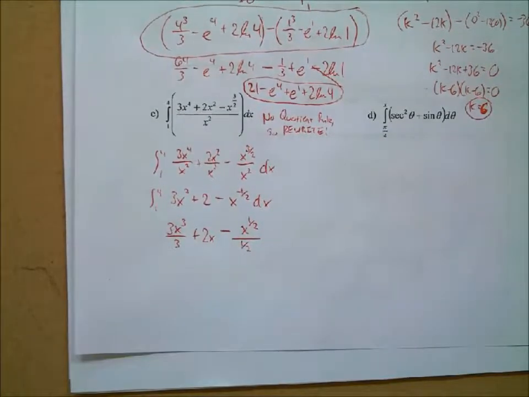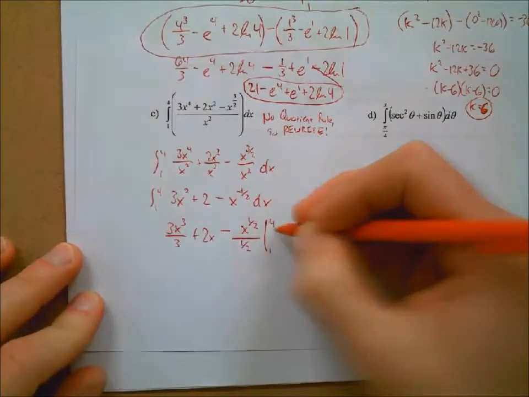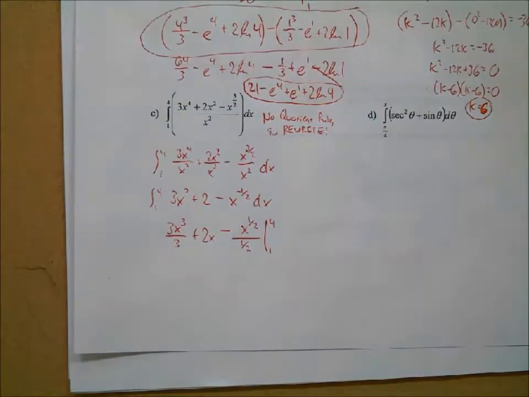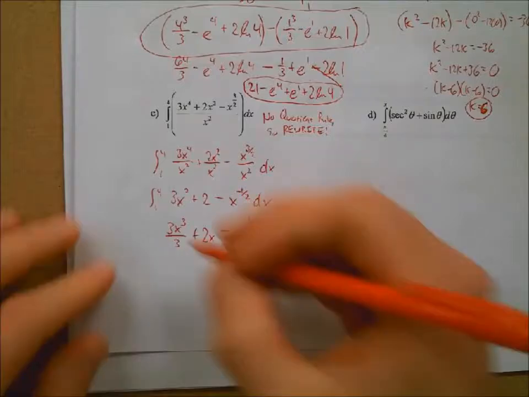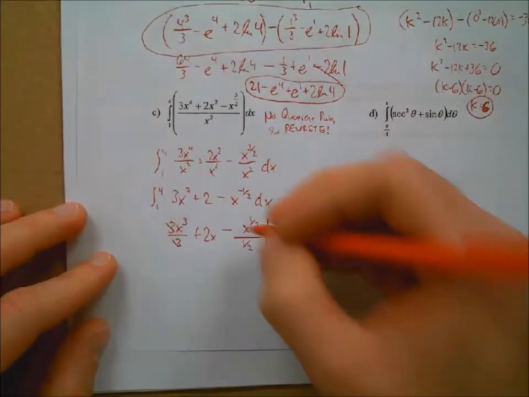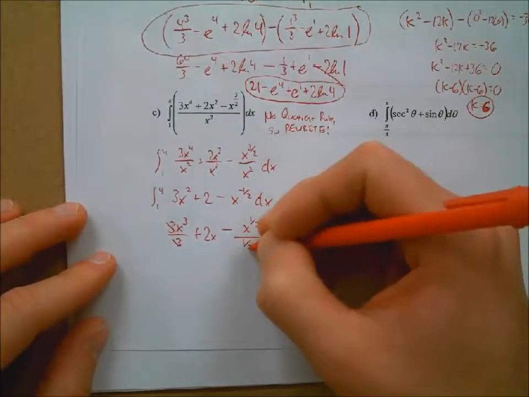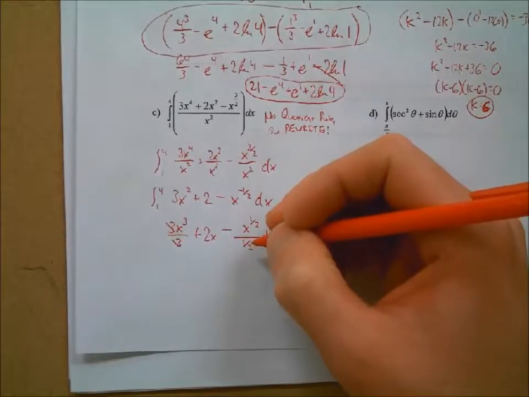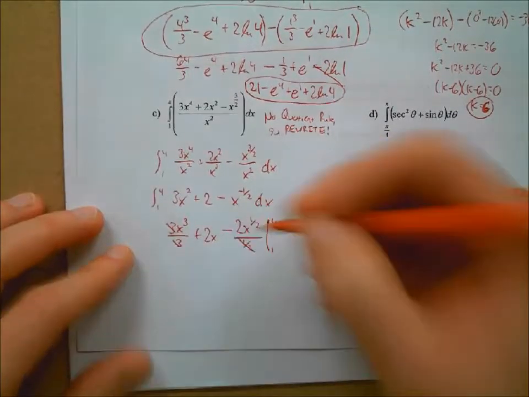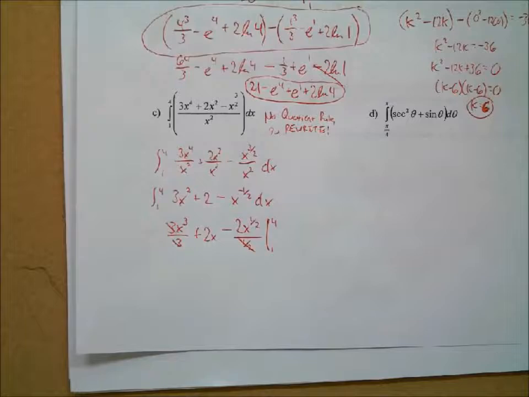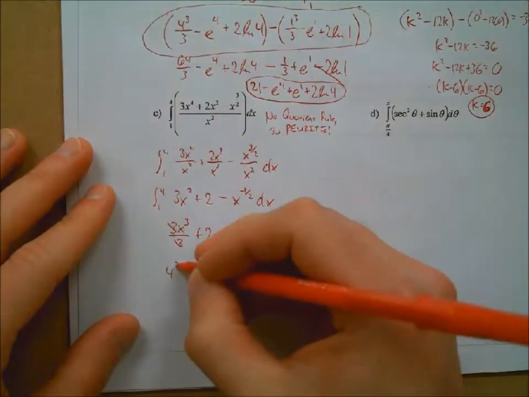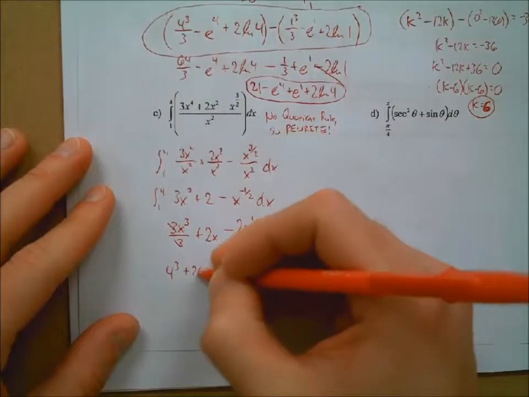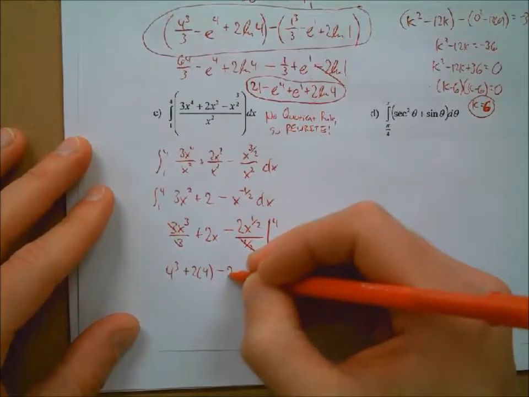Okay, and again, we're going to evaluate that from 1 to 4. So we'll simplify here just a little bit. That cancels out. Instead of dividing by 1/2, we can multiply by the reciprocal of 1/2, which is 2. So we'll just say that's 2x to the 1/2 there. Okay, now we'll evaluate. So 4 cubed plus 2 times 4 minus 2 times 4 to the 1/2.